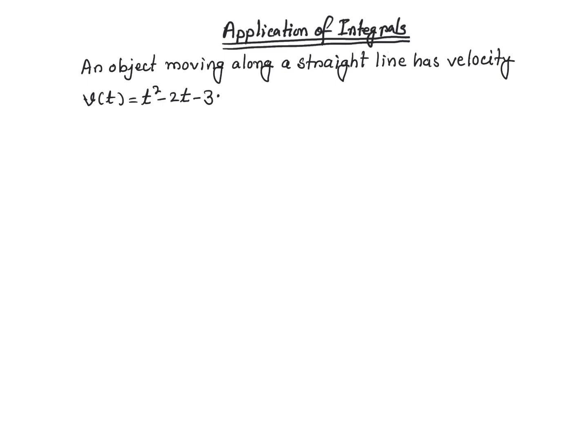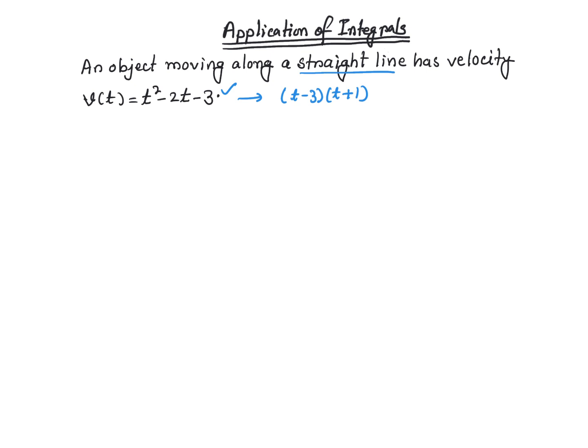In this video, I am going to solve a real-world problem using integrals. Let's say we have an object that moves along a straight line and it has a velocity as a function of time given by v of t equals t squared minus 2t minus 3. If we factor it, by the way, just to let you know, we are going to get (t minus 3) times (t plus 1). And you know how to factor it.